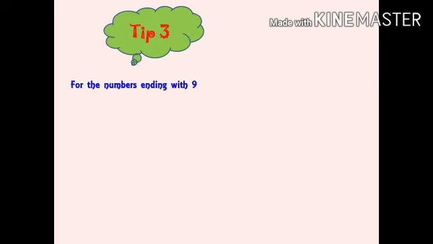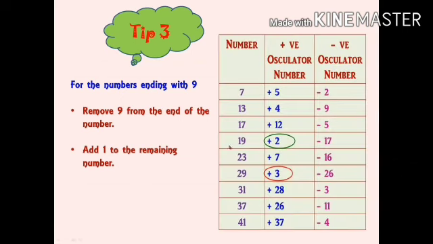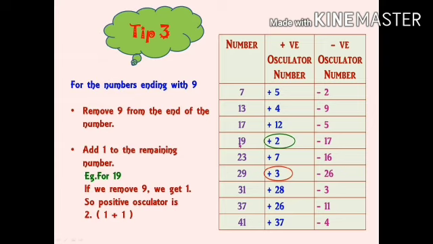If a number ends with 9, remove 9 from the end of the number. Next we have to add 1 to the remaining number. For example, if you have numbers such as 19, 29, how to find the positive oscillator number for these numbers? Let us take 19 as an example. First we have to remove 9 from 19. So we will get 1. Next we have to add 1 with 1. So the oscillator number for 19 is 2. That is the positive oscillator number. So this is the method to find the positive oscillator for the numbers ending with 9.